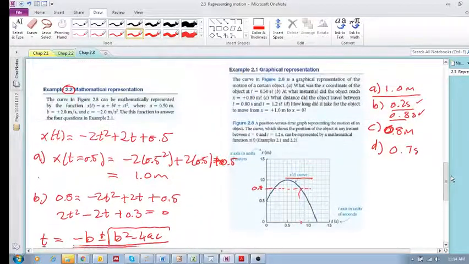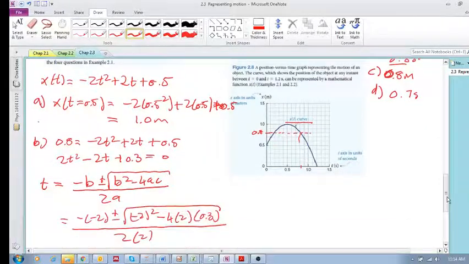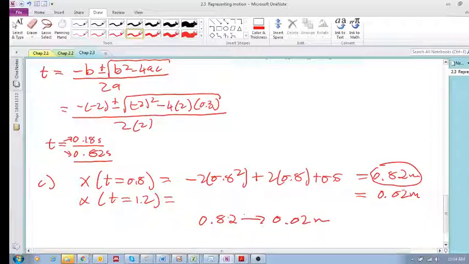Okay? And so the distance then is, the object moves from this position to this position. It's just said an object. So it moves from 0.82 to 0.02 meters.